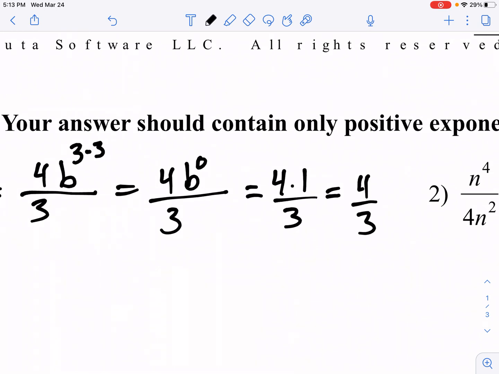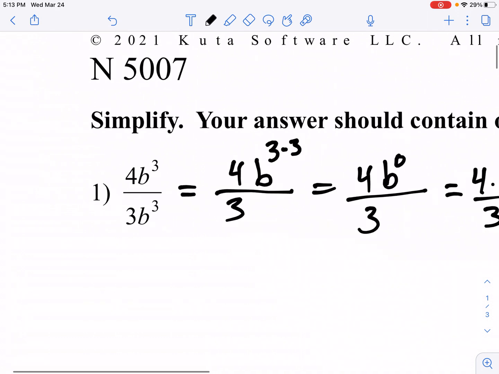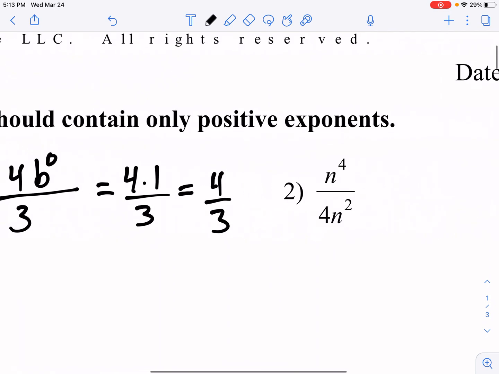Okay, now there's an easier way to kind of look at it too. Anything divided by itself is just going to cancel out when we get 4 over 3. But just showing you the process, this is what we're going to be looking at. Then, of course, if we have a negative exponent, we're going to flip it so that it's in the bottom, in the denominator. Let's try number 2.